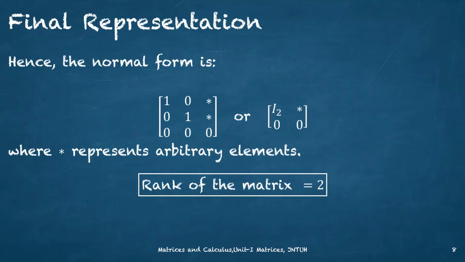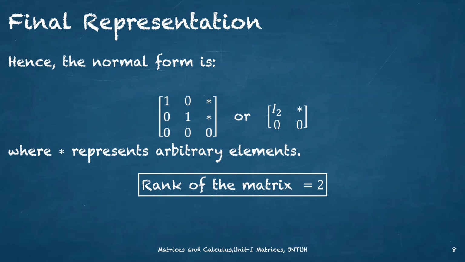Final representation. So finally, we have reached the normal form of the matrix. It looks like this. The first row is 1 0 star, the second row is 0 1 star, and the third row is all zeros.